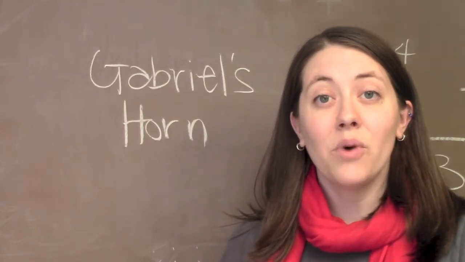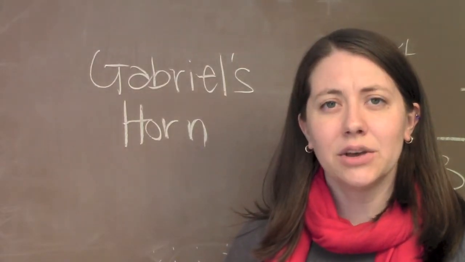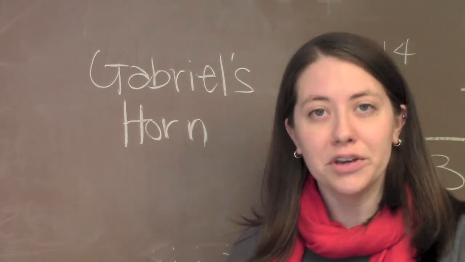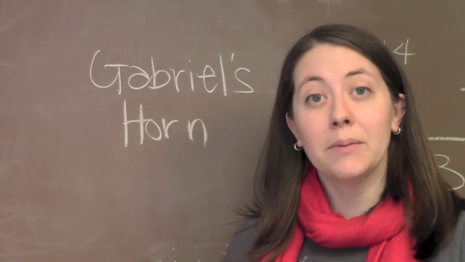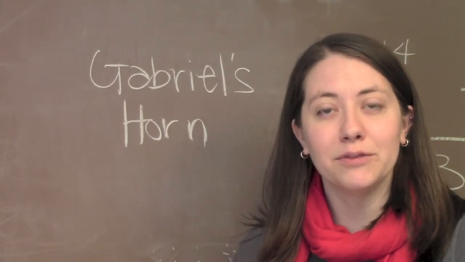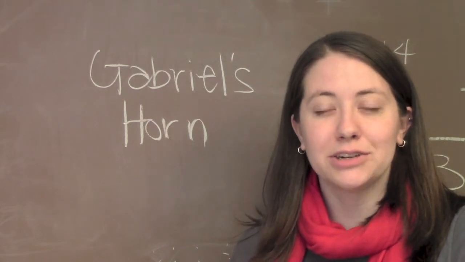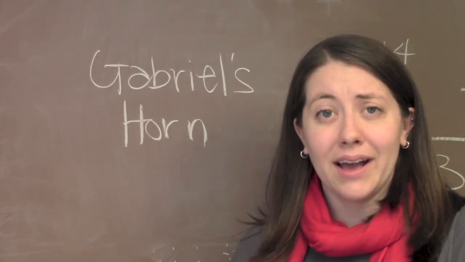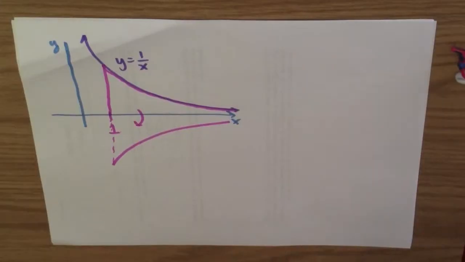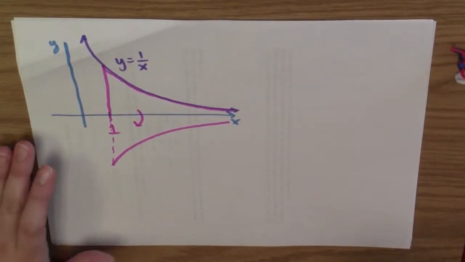Now that we've seen what the horn actually is, let's go ahead and see if we can calculate the volume of this horn. This will combine some of the ideas that we've had before, rotating an object around the x-axis, as well as the improper integral. So let's go ahead and find the volume of Gabriel's horn.